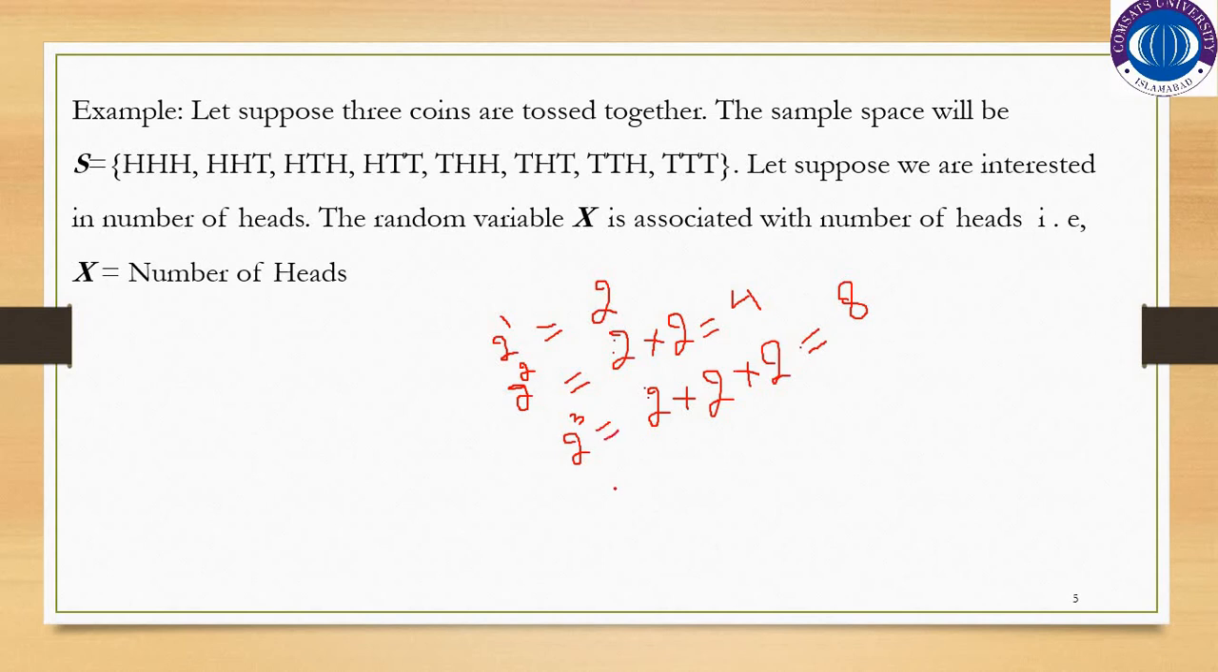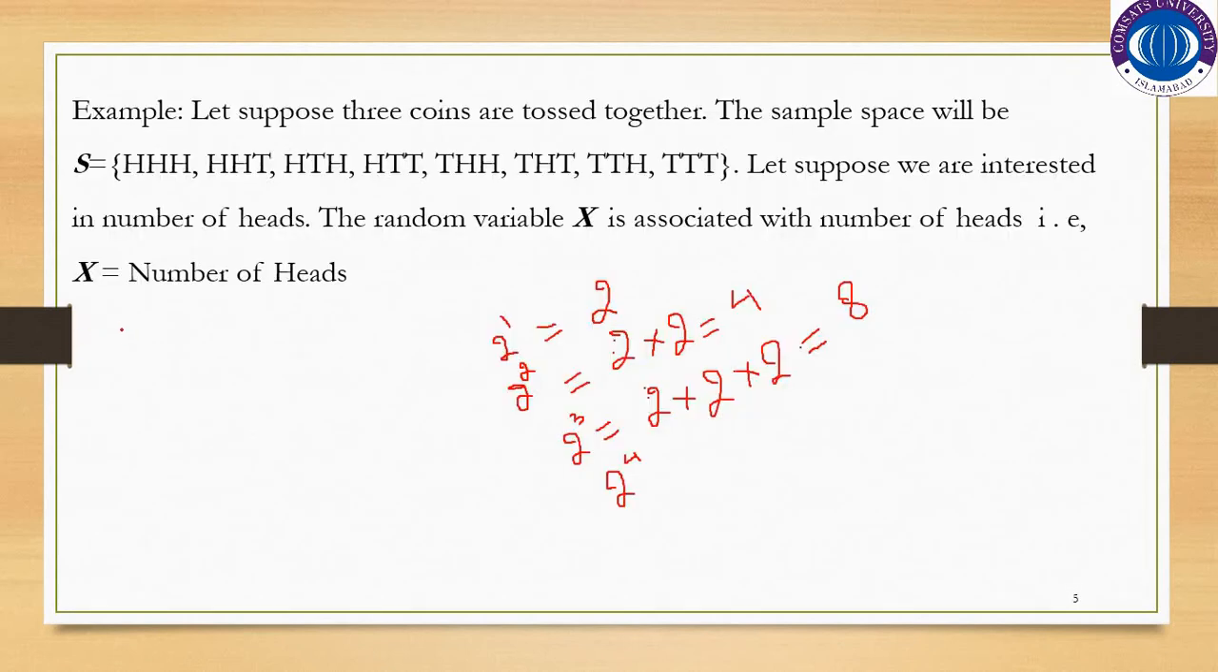Similarly, if we toss 4 coins together, possible outcomes would be 2 raised to power 4. Now, let's suppose we are interested in the number of heads. We are performing a random experiment and we are interested in the number of heads, that is, how many heads are occurring. So, let us associate a random variable with the number of heads, that is, X is equal to number of heads.